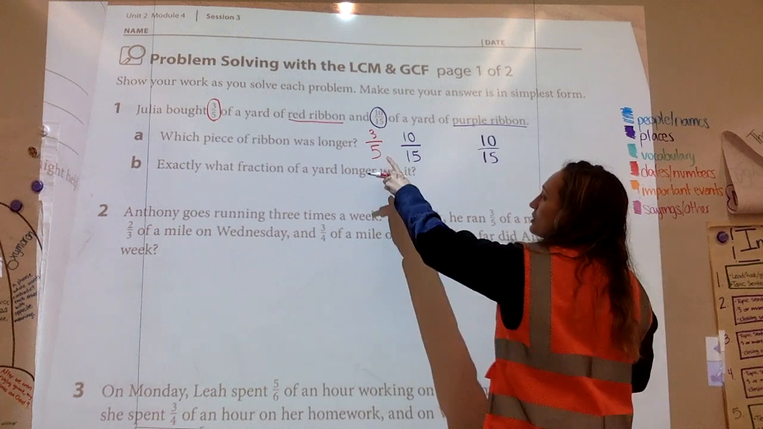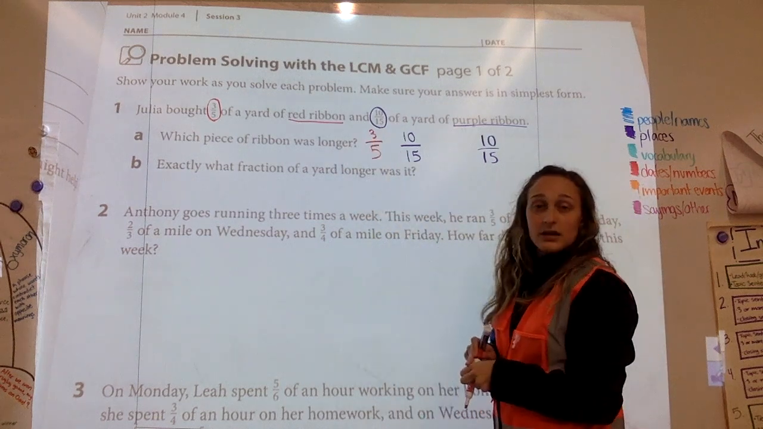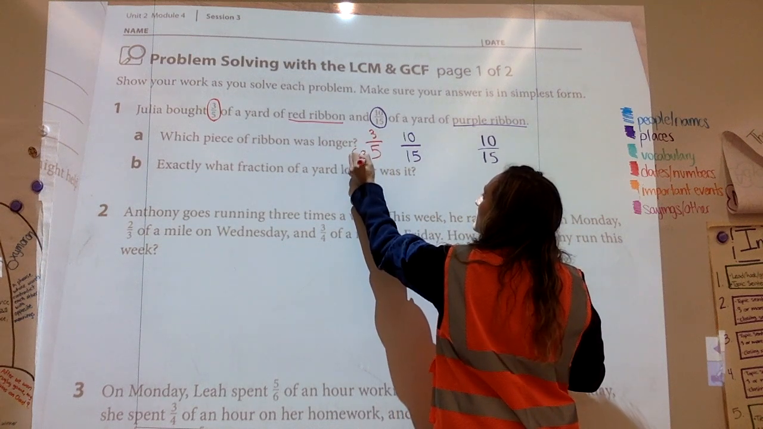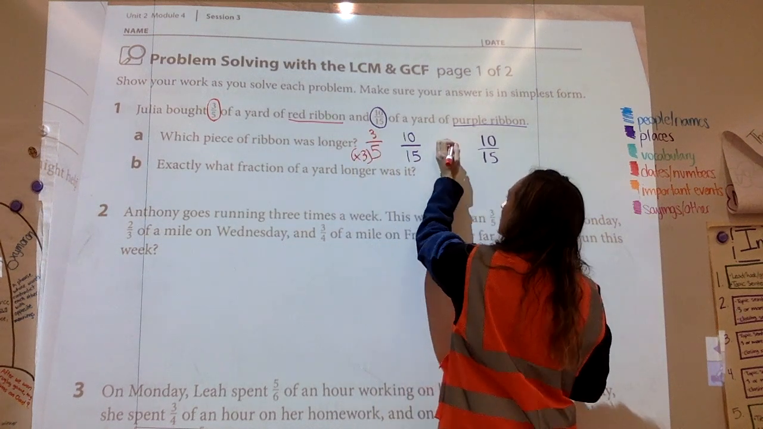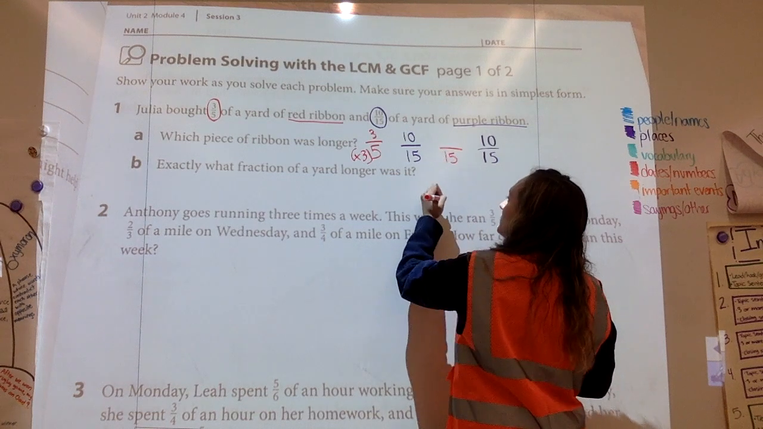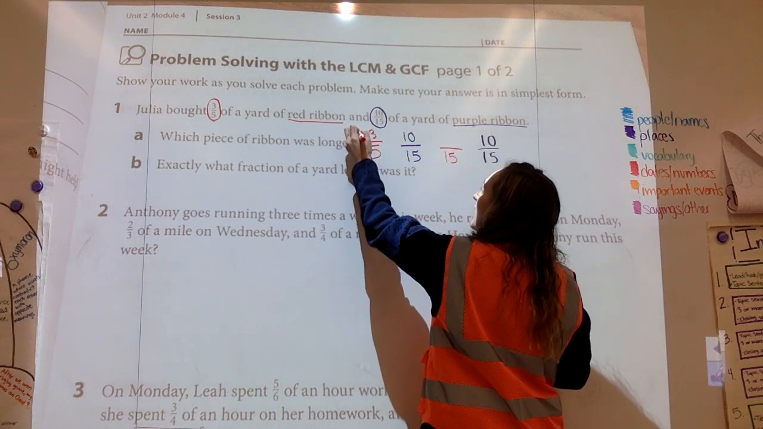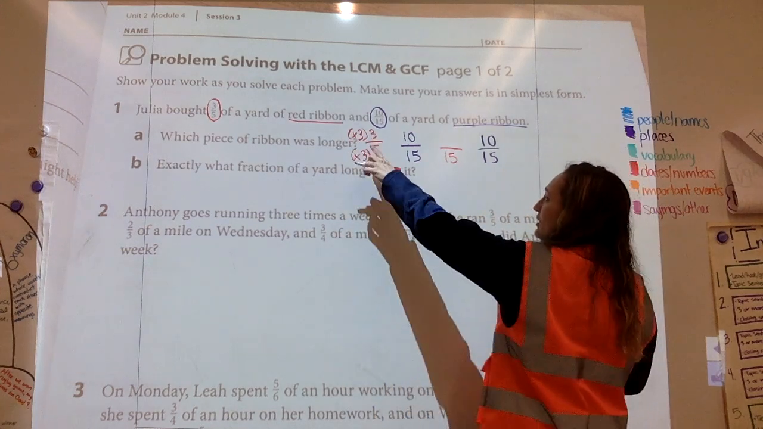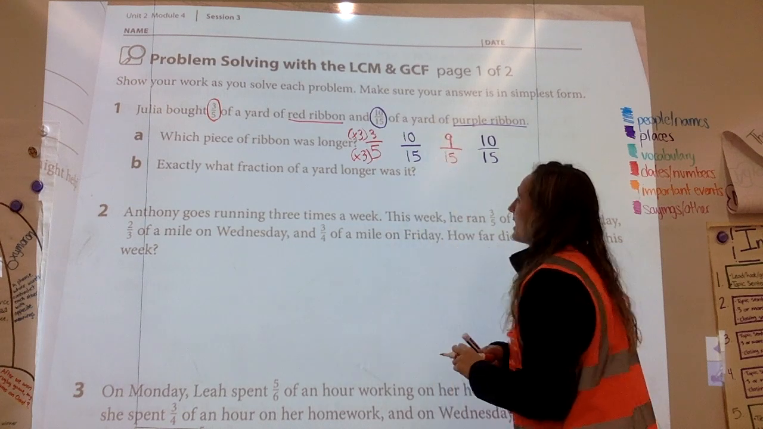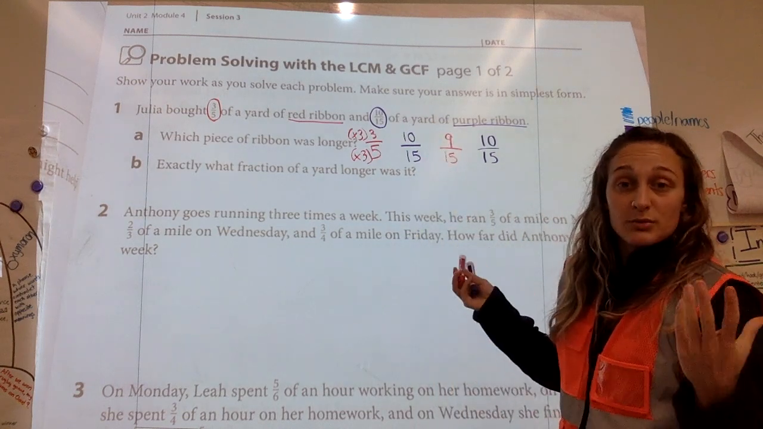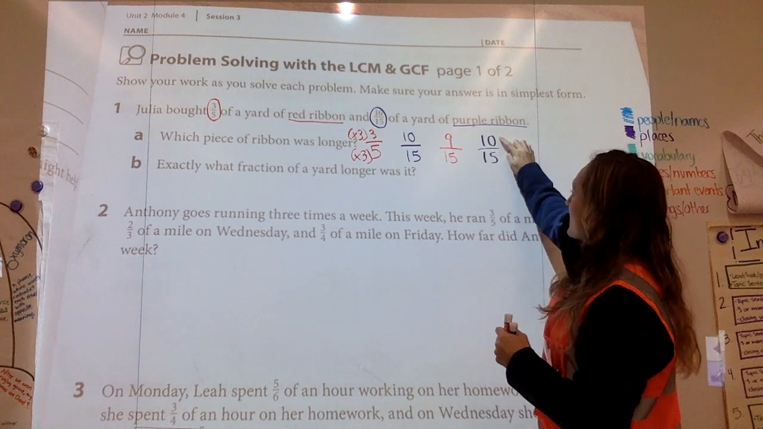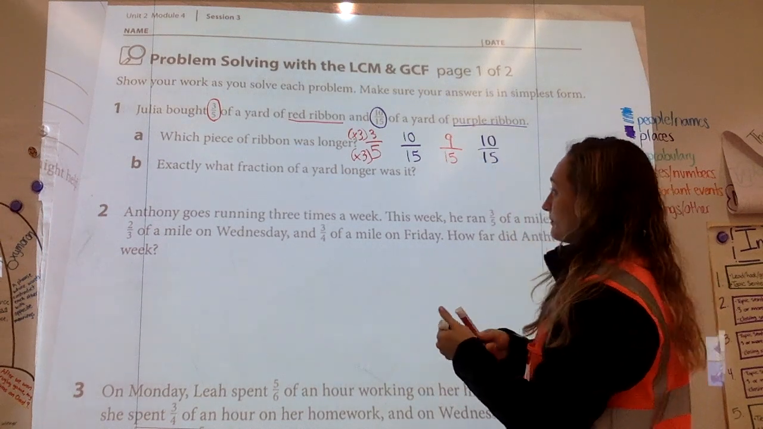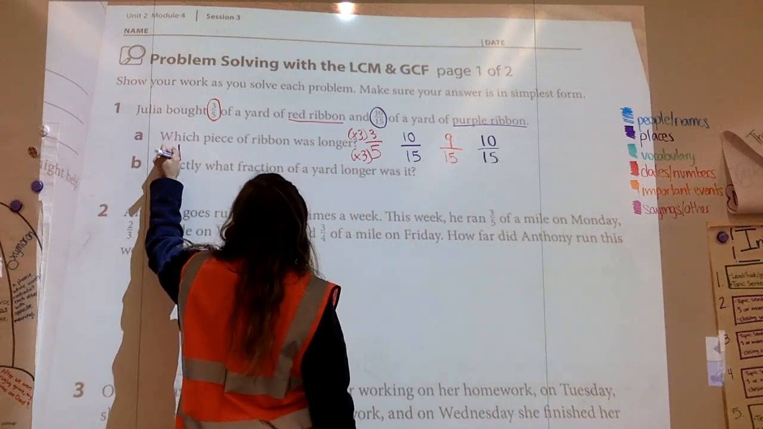Then I'm going to change this fraction. I'm going to change the denominator. 5 times 3 equals 15 to give me a denominator of 15. And what you do to the bottom, you have to do to the top. 3 times 3 is 9. So now I can see which piece of ribbon is bigger. I want the numerator that is larger. So your purple ribbon is going to be larger. Purple ribbon.